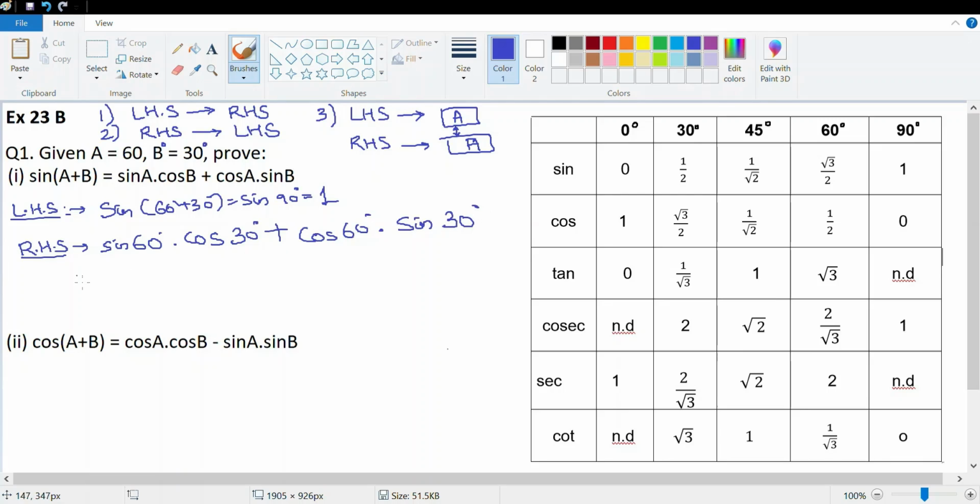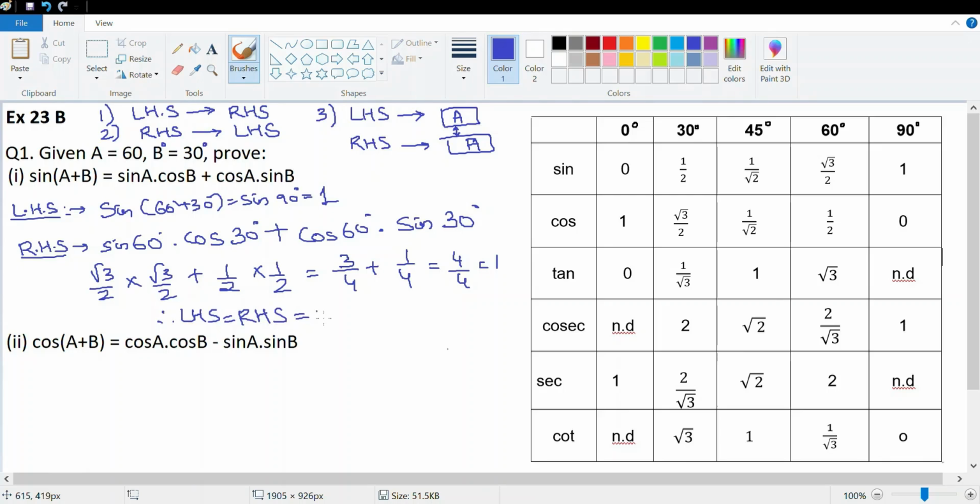Sine 60 degree is equal to root 3 upon 2. Cos 30 degree is equal to root 3 upon 2. Cos 60 degree is equal to half, and sine 30 degree is equal to half. So root 3 by 2 into root 3 by 2 is 3 by 4, and 1 by 2 into 1 by 2 is 1 by 4, which is equal to 4 by 4, which is equal to 1. Therefore, LHS is equal to RHS is equal to 1. So hence proved. Done. Simple, isn't it?